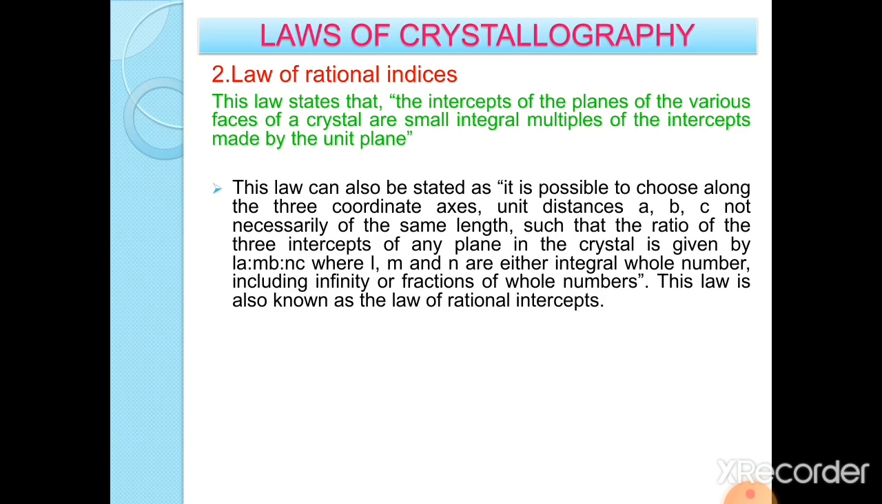This law can also be stated as: it is possible to choose along the three coordinate axes unit distances a, b, c, not necessarily of the same length, such that the ratio of the three intercepts of any plane in the crystal is given by la : mb : nc, where l, m and n are either integral whole numbers including infinity or fractions of whole numbers. This law is also known as the law of rational intercepts.